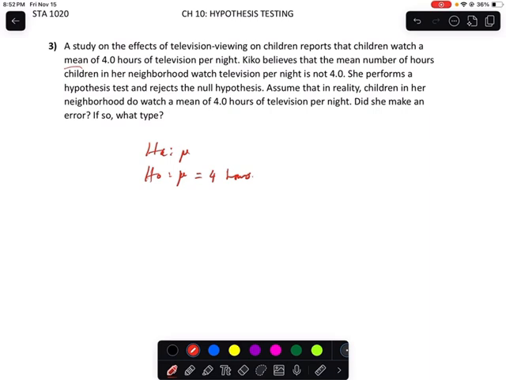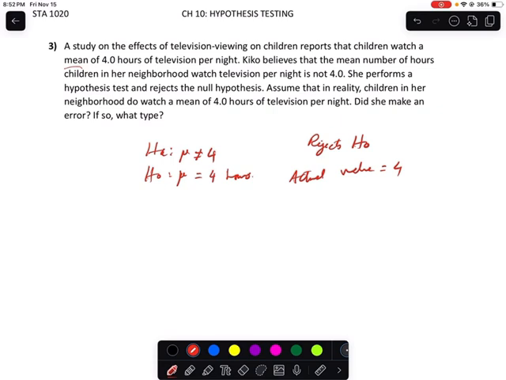It's not saying it's less than or greater than. Well, she's assuming it is not 4. So what will we say? HA is mu is not equal to 4. She performs a hypothesis test and rejects the null hypothesis. So reject H naught. Okay, and then the actual value is equal to 4.